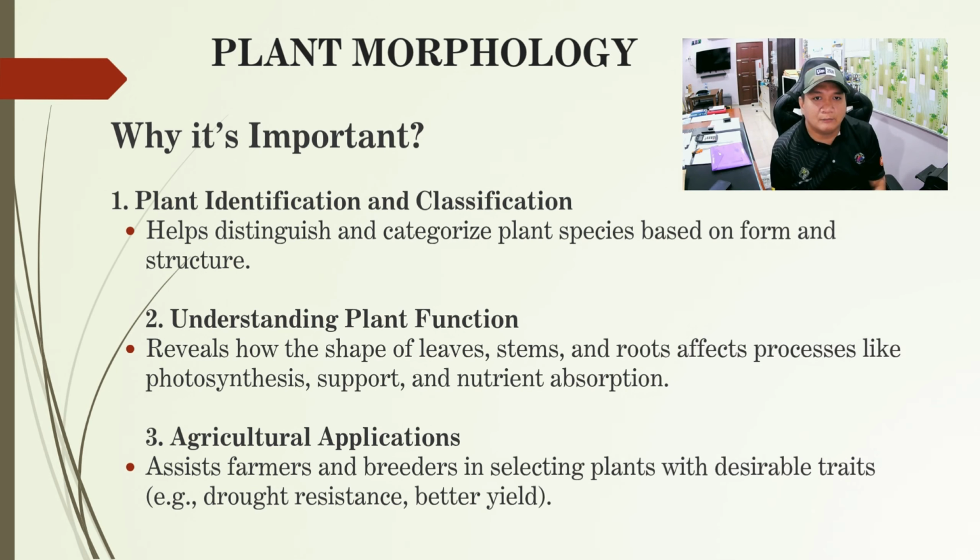Okay, so why is plant morphology important? Firstly, it is for plant identification and classification. It helps distinguish and categorize plant species based on form and structure. Secondly, understanding plant function. From morphology, we can reveal how the shape of leaves, stems, and roots affects processes like photosynthesis, support, and nutrient absorption. Lastly is for agricultural application. Morphology can assist farmers and breeders in selecting plants with desirable traits, for example for resistance and to get a better yield.